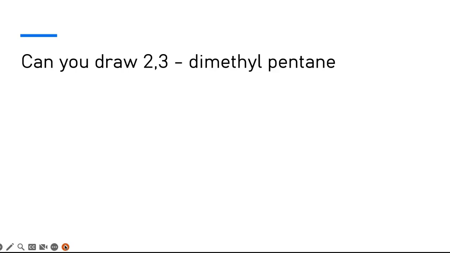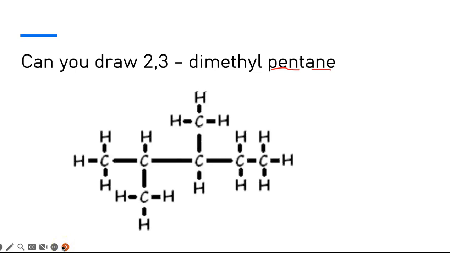All right, how about this one? I see pent, so I know I've got 5 carbons, and ane, so I know we've got all single bonds. I see we've got 2 side chains that are methyls, so I can come up with something like this. Again, it depends where you number your carbons from. I numbered again from the left side. If you numbered them from the right side, your molecule would look a little different.